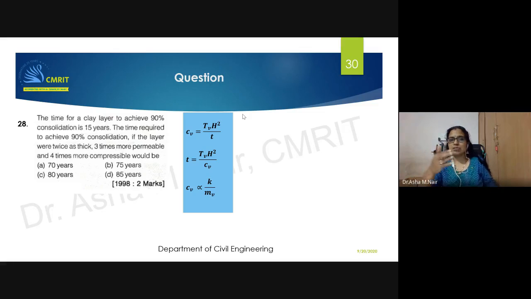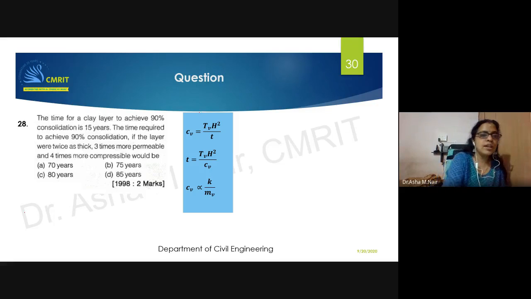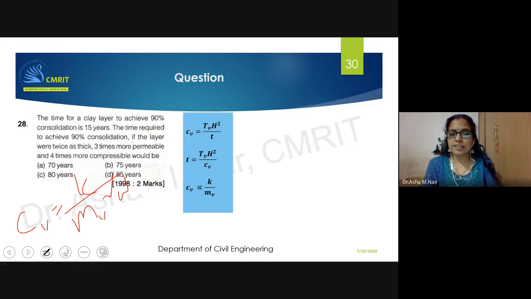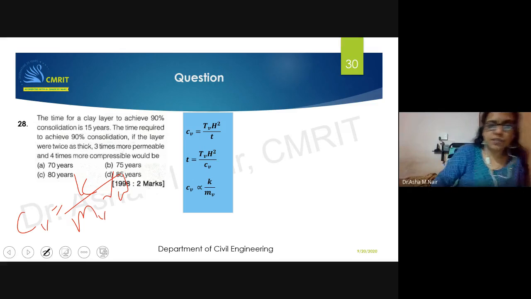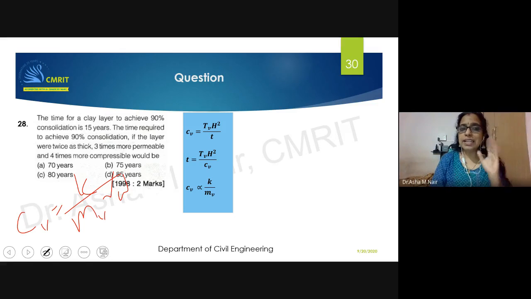Now for the second case, whatever they have given, Cv is always given by, please note, Cv is equal to K divided by Mv into gamma w. Or we can say that Cv is proportional to K divided by Mv. So what is going to happen? Permeability is becoming 3 times, and compressibility is becoming 4 times. So it is going to be 3 by 4.